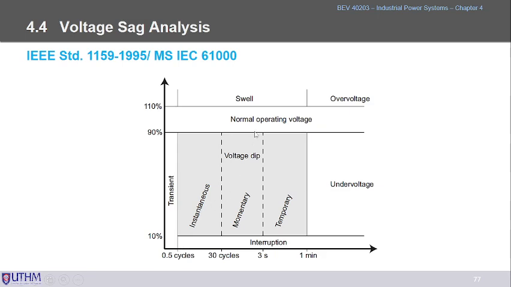0.5 cycle means 1 over 50 times 0.5, for example, if we are using 50 hertz. Then you can calculate what the time for the half cycle is. It is 0.01 seconds. And for the long term, above 1 minute, no matter whether it is a voltage swell or a voltage dip, if it is more than 1 minute, we categorize it as an overvoltage or undervoltage. So these are the definitions.